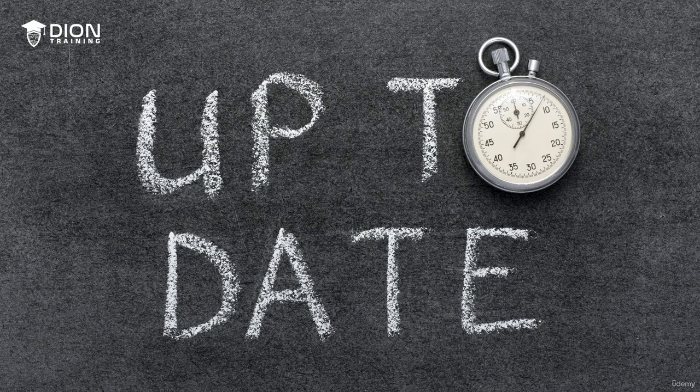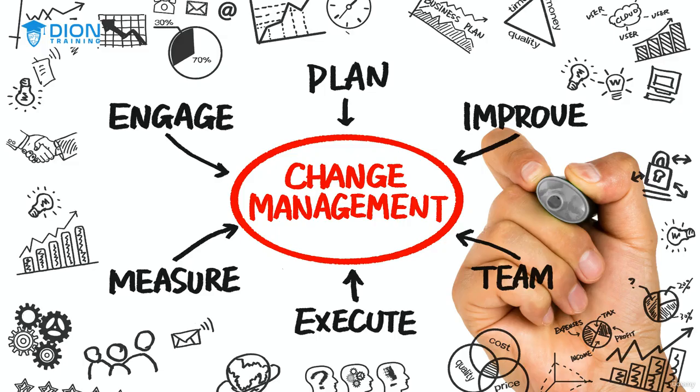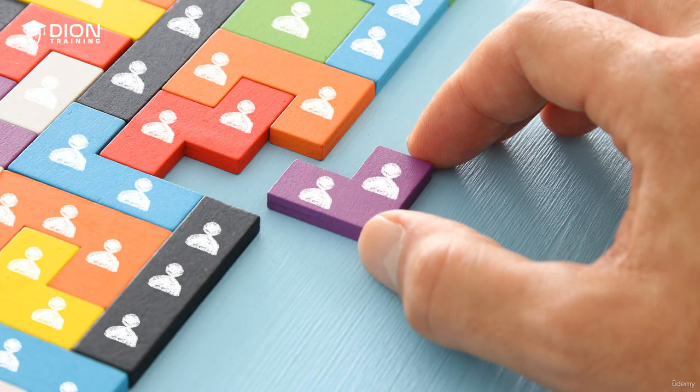In addition to developing standard operating procedures, organizations should also consider developing other types of procedures to manage their cloud deployments. For example, change management procedures can help to ensure that any modifications to cloud configurations are properly documented and tested before they are implemented. Resource management procedures can also help to ensure that resources are allocated and used in the best way that meets the organization's needs.